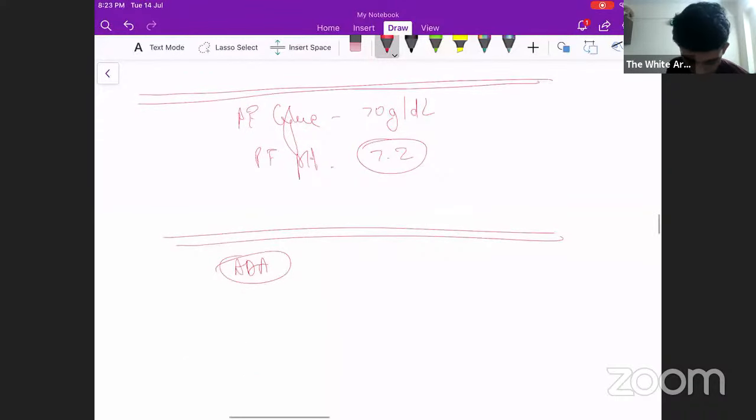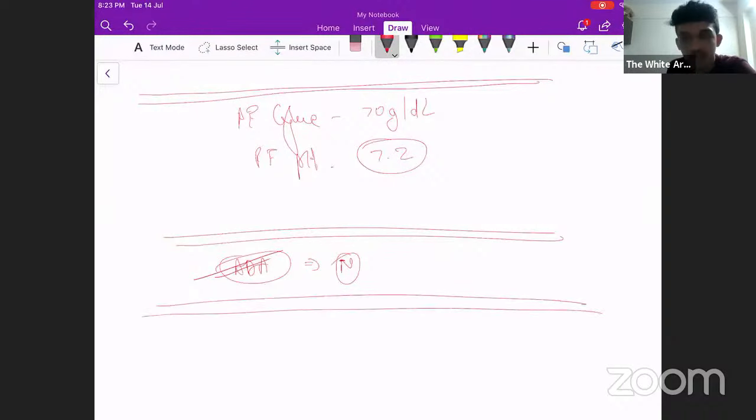So now there is no requirement to do ADA. Even then, ADA levels were normal, within normal limits. It was not raised. So next, what do you like to do? What are you suspecting in this case? You guys are missing out something.